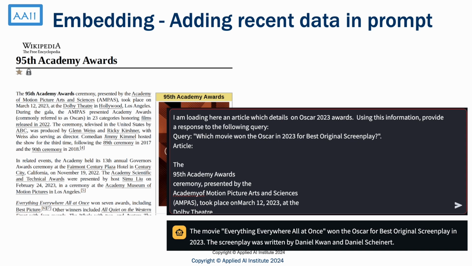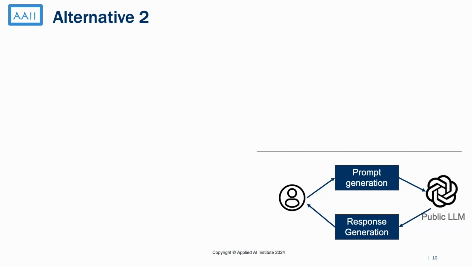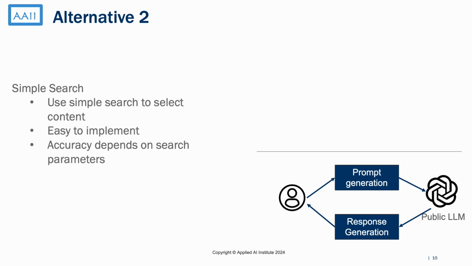The second method for enhancing a large language model with external data is called simple search. In this approach, you select a subset of the document using specific tags or keywords. The selected passages are included with the question.